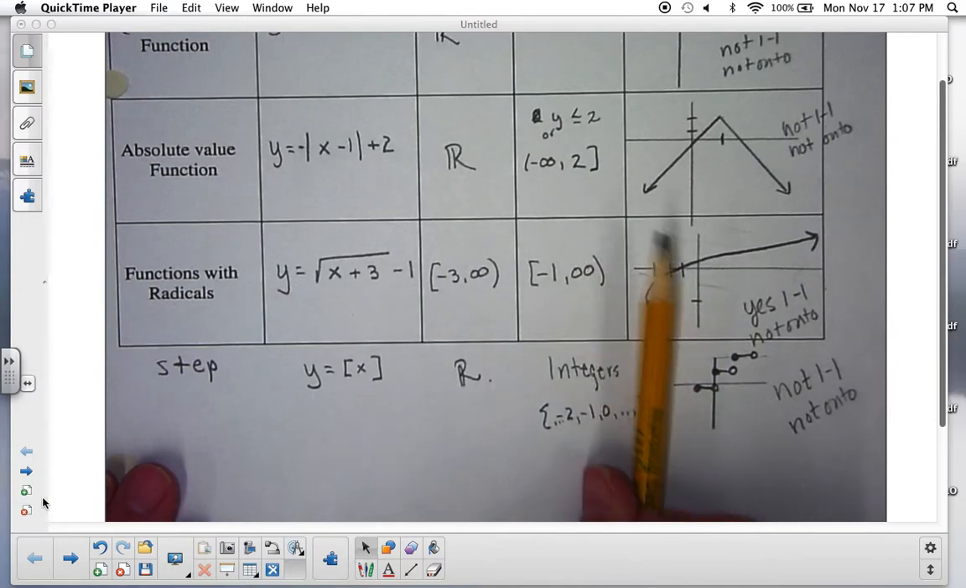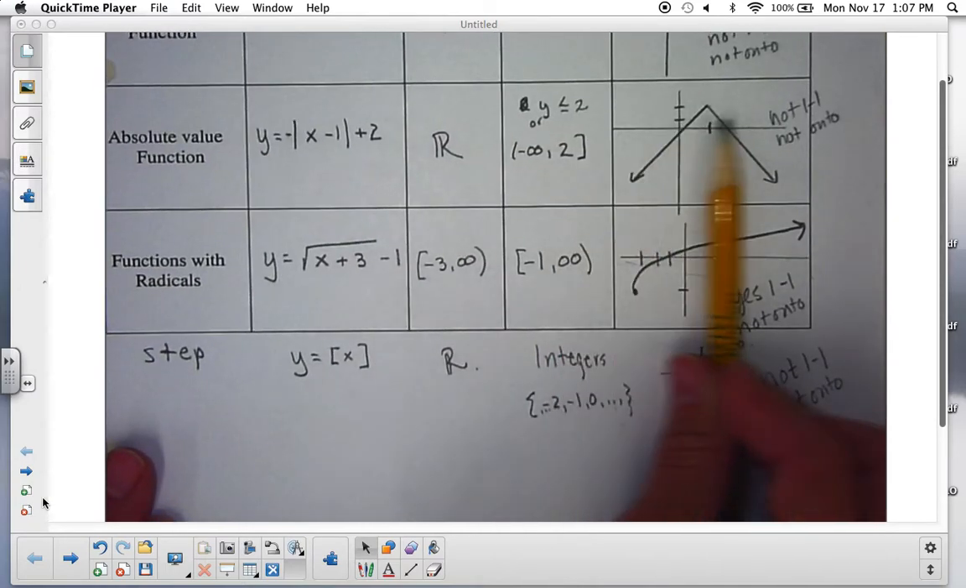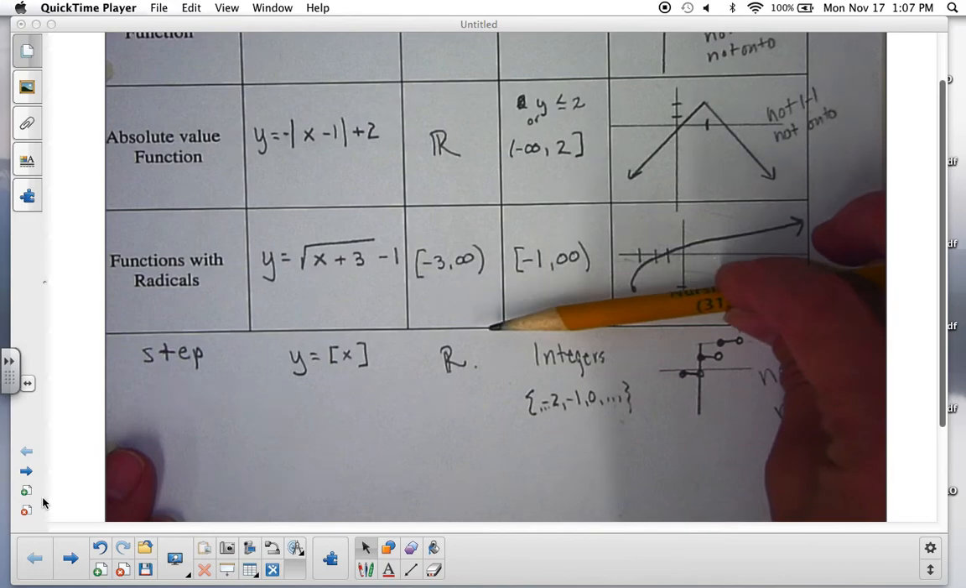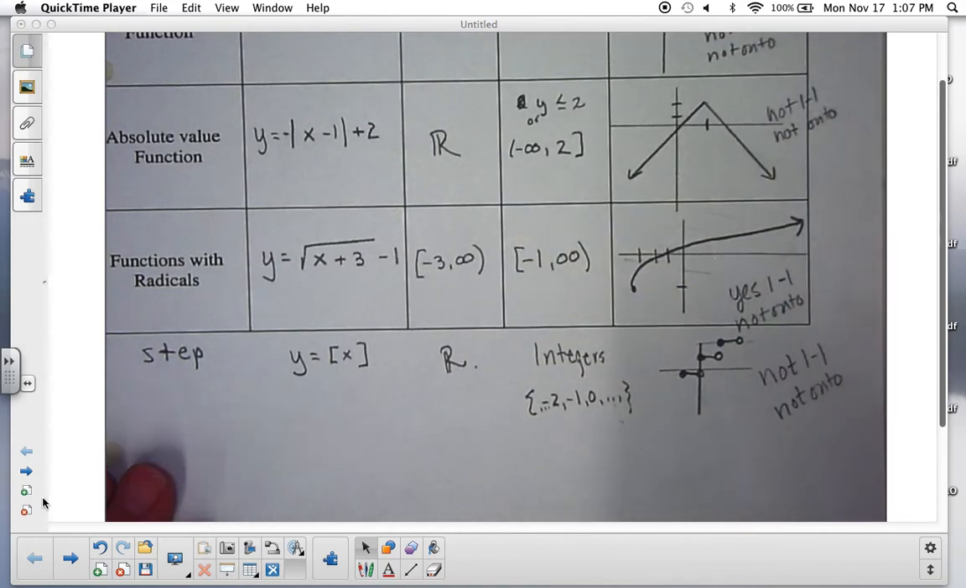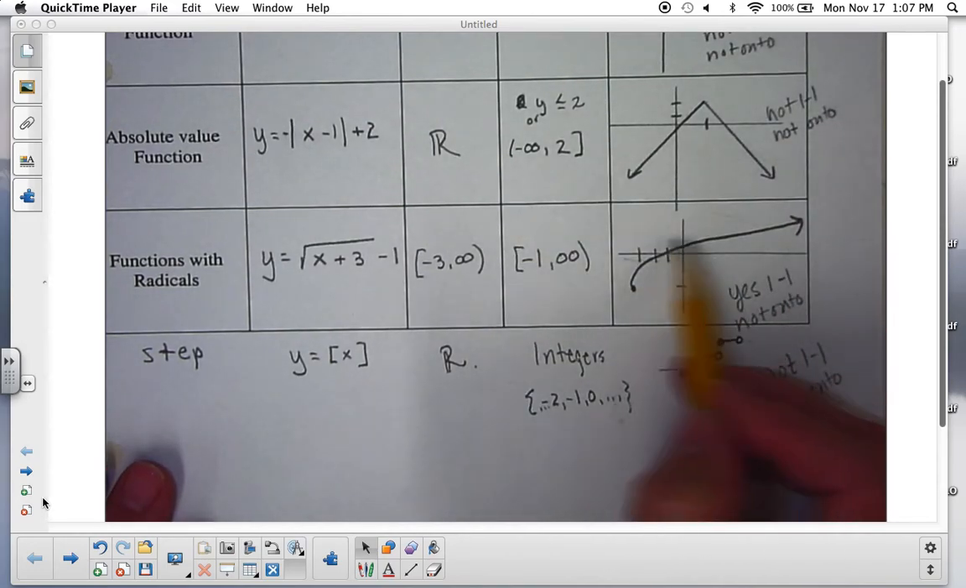And again, our domain runs from -3 to infinity. Our range runs from -1 to infinity. This function is one-to-one because it passes the horizontal line test.